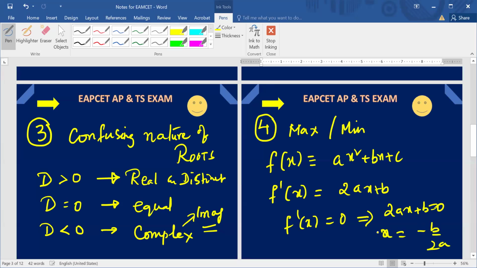So this is very, very important. In EAMCET, this is a direct formula. You can remember, this is known as the vertex also. See, x is equal to minus b by 2a. This also is called a vertex here. Sometimes we can also say saddle points like that, but this is a vertex.